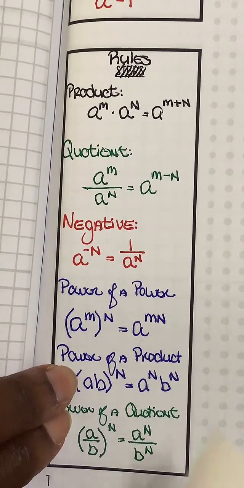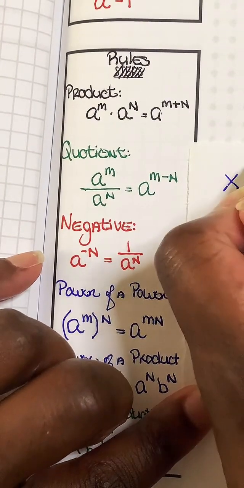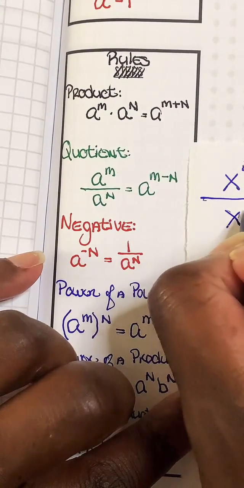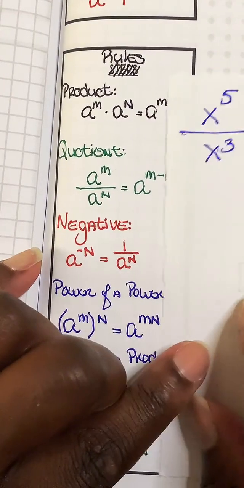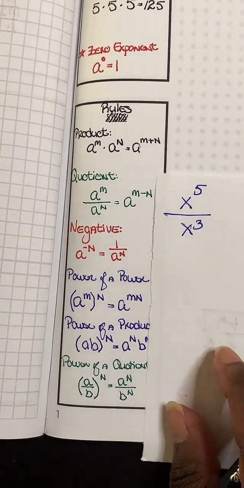So if I want to say x to the 5th divided by x to the 3rd, shrink that up.